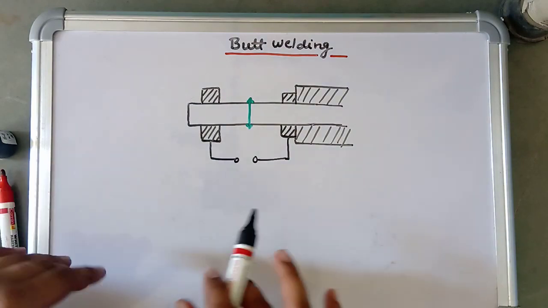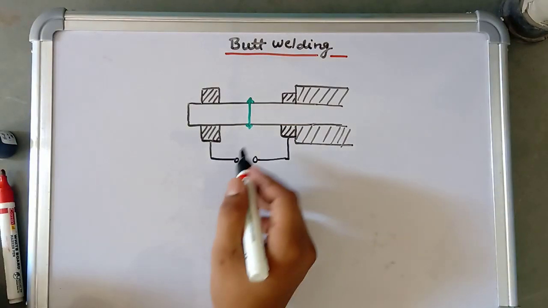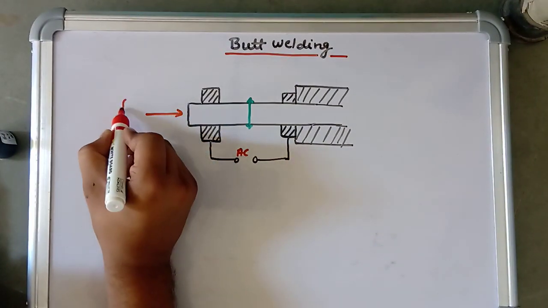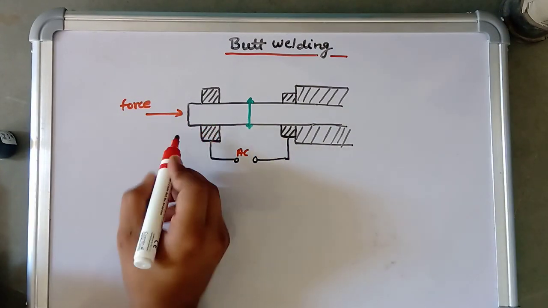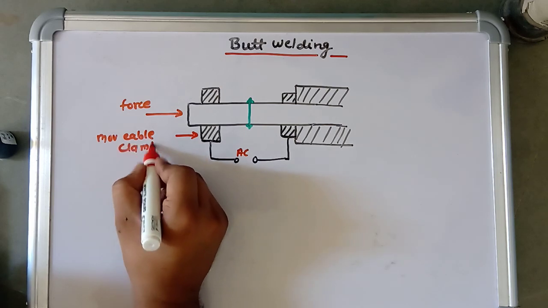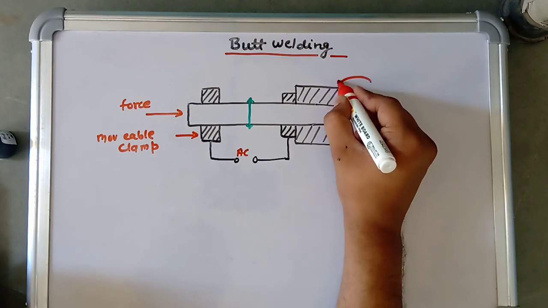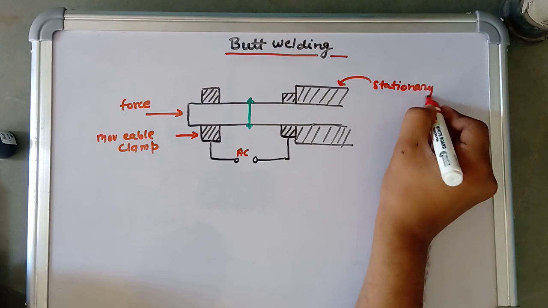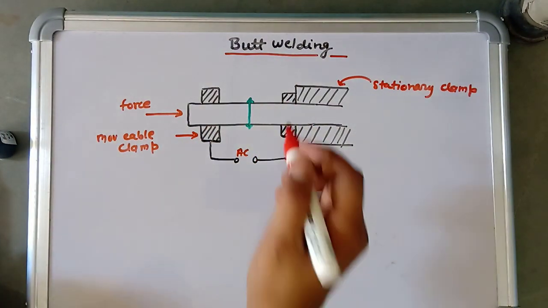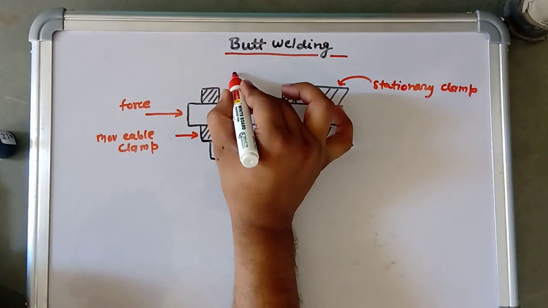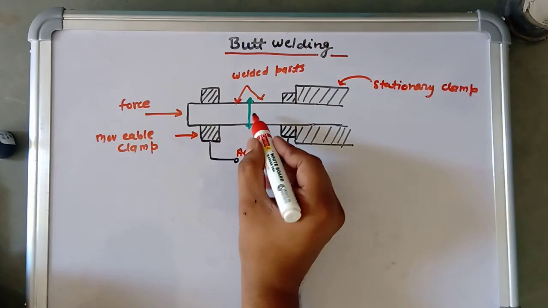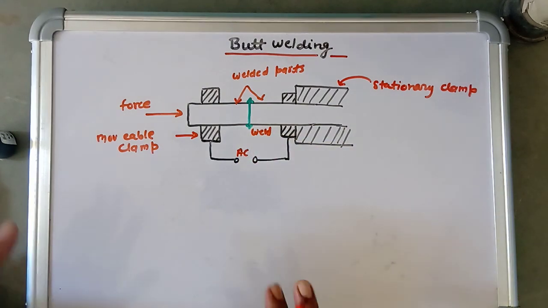Now we'll discuss butt welding, and let's discuss all its important parts. This is our AC supply, and the force is applied in this direction. This is our movable clamp, and this is our stationary clamp. And these are the parts to be welded. In the green color, this is our weld which we get after the welding process.